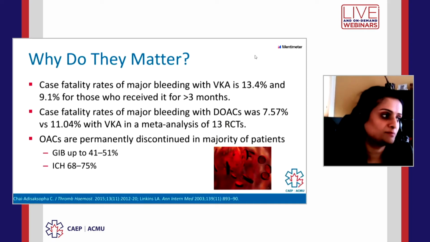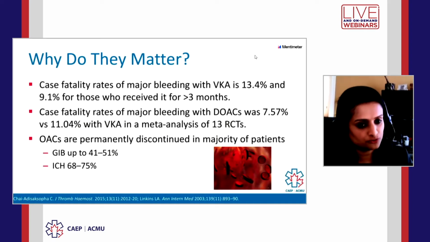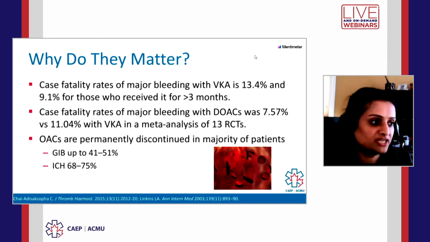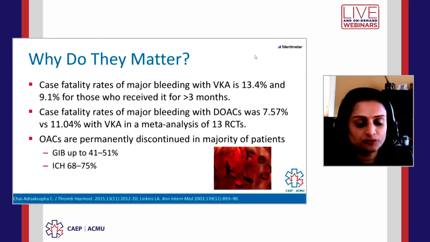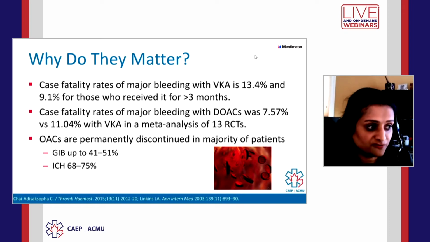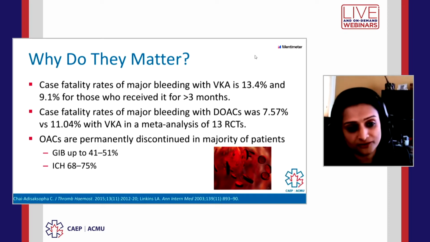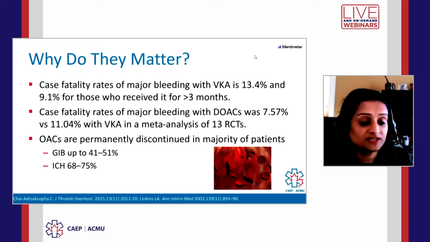Why should they even matter, right? Because we do know that the case fatality rates for major bleeding remain significantly high for these agents. With warfarin, it is around 13.4%, and 9.1% for those who received it for greater than 3 months at a time. In comparison to that, the case fatality rates for DOACs was around 7.57% versus 11.04%.